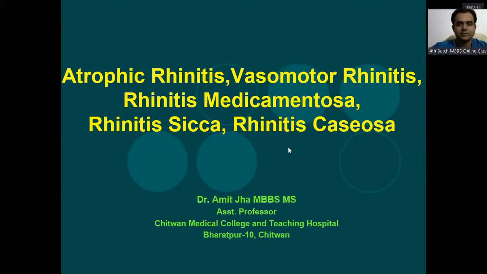So today we are going to talk about miscellaneous topics, right? And a few of these topics are quite important from theory as well as practical point of view. Today we are going to talk about 5 diseases: Atrophic Rhinitis, Vasomotor Rhinitis, Rhinitis Medicamentosa, Rhinitis Sicca, and Rhinitis Caseosa. So these first 3 topics are important and quite often asked in your exams, either in the OSCE or in the practical and even in the theory. So let us begin with Atrophic Rhinitis.